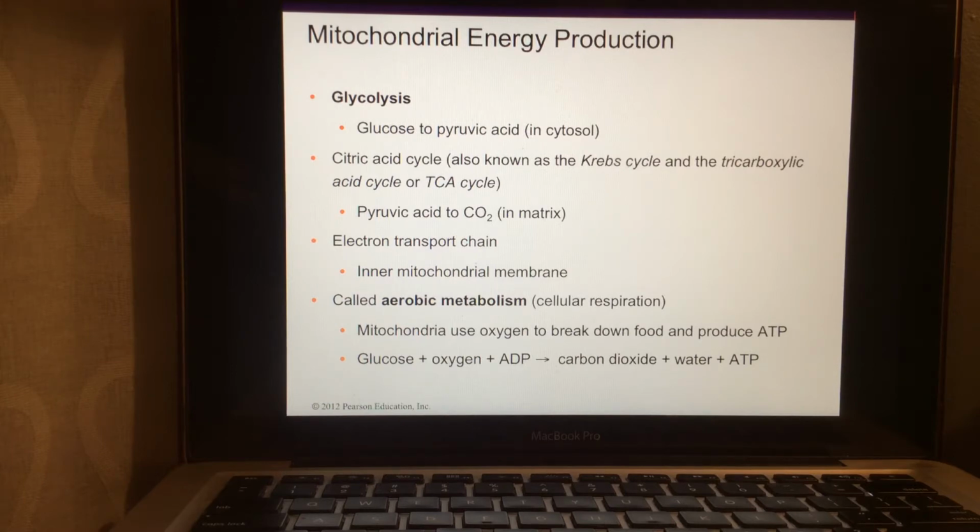And it will create a byproduct of water, but it requires oxygen to come in for that byproduct of water. So it's called aerobic metabolism, or cellular respiration. It needs oxygen to really work. The mitochondria will use the oxygen to break down food and produce ATP, but you'll have byproducts of carbon dioxide that you can breathe out, and water, which our cell will always use.